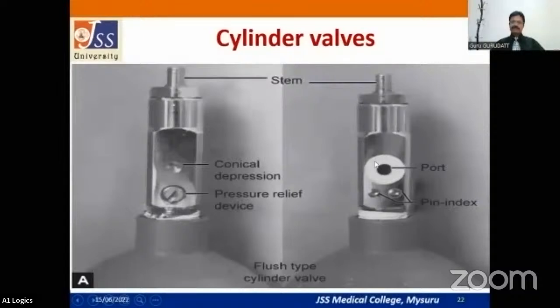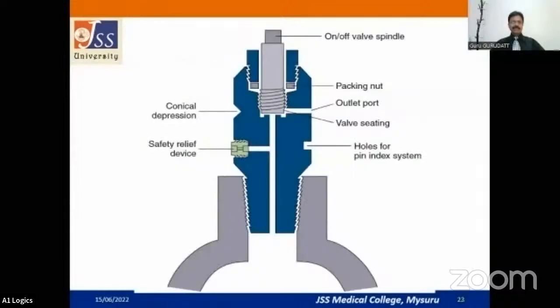So let us see what are the safety features that are adopted in the cylinder valves. This is a cross section of the cylinder valve. It is important to know that the E-type and D-type cylinder valves are called direct type valves because they have a packing here. You can see the packing and the packing nut, and a spindle or the stem. Once you rotate this spindle or stem anti-clockwise, the packing will start releasing the opening of the port, and the gases will start coming out.